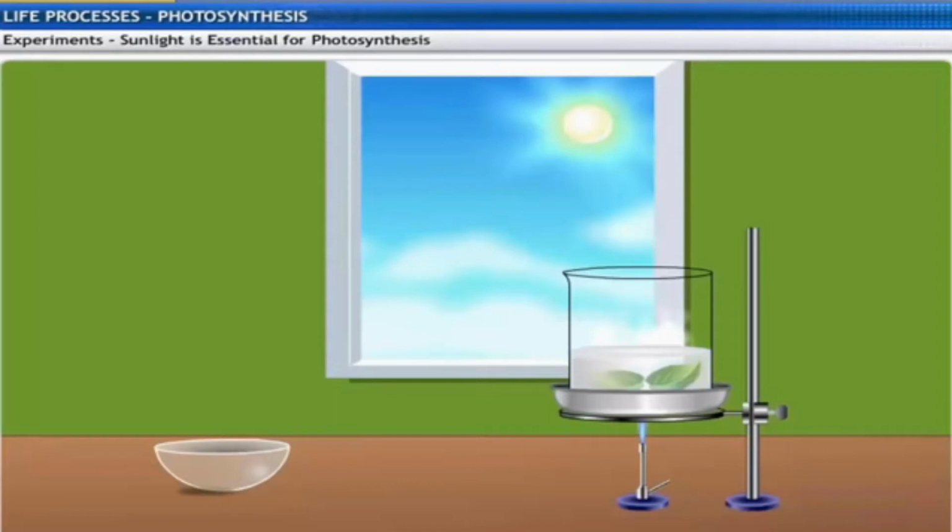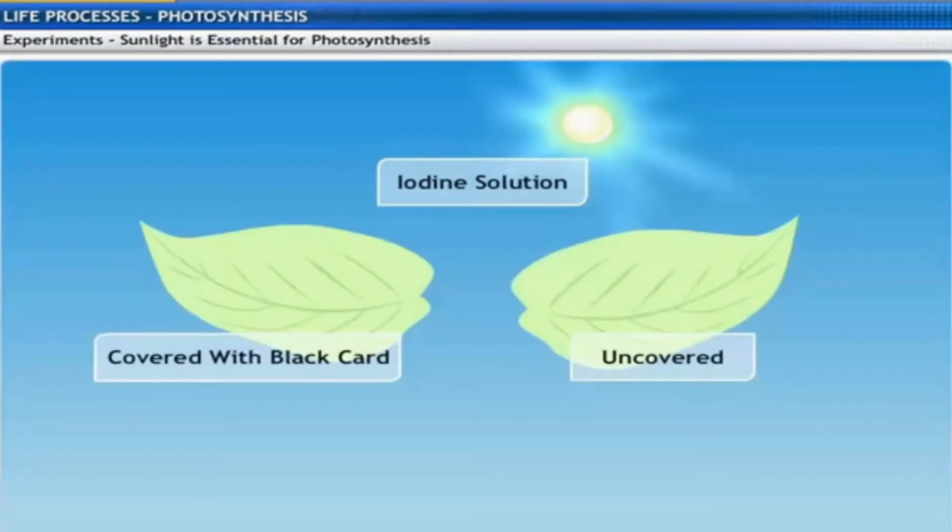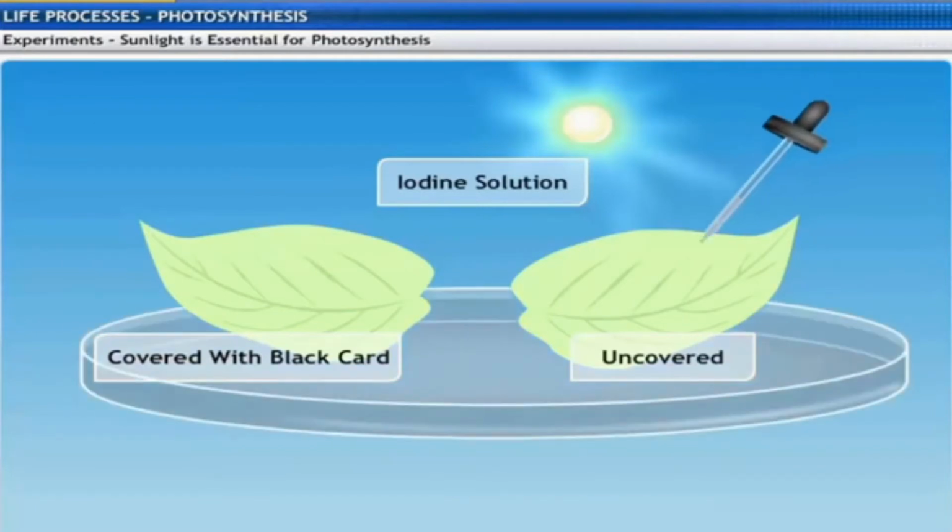Next, boil the leaves in methylated spirit over a water bath till they become pale due to the removal of chlorophyll. You will find that the surface of the leaf becomes hard and brittle. Place the leaves in a dish and pour iodine solution over them.